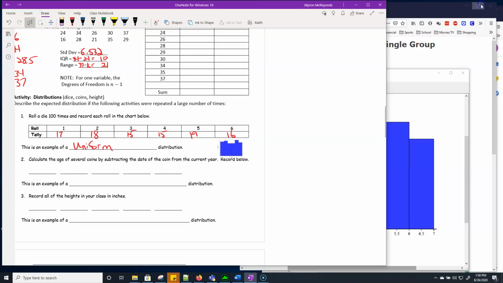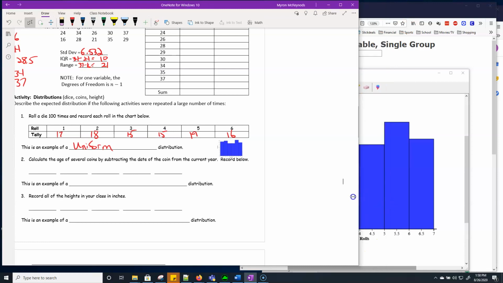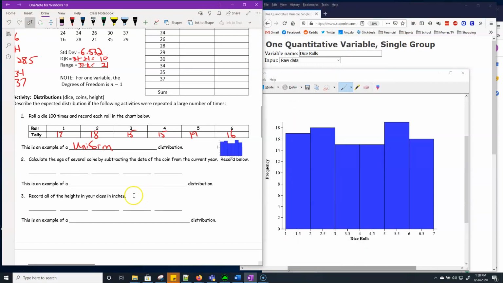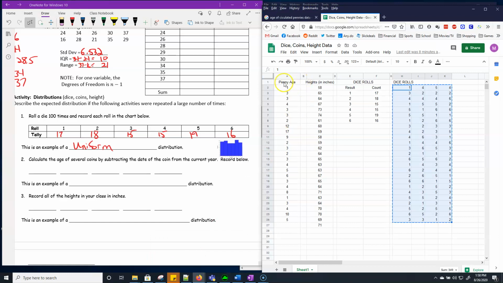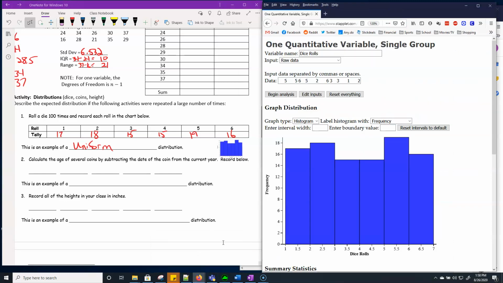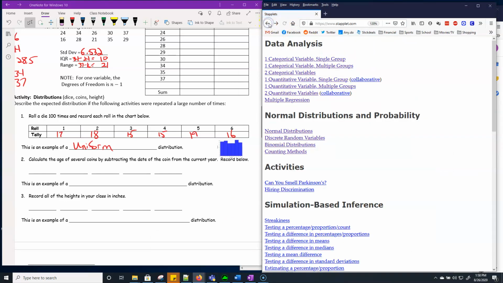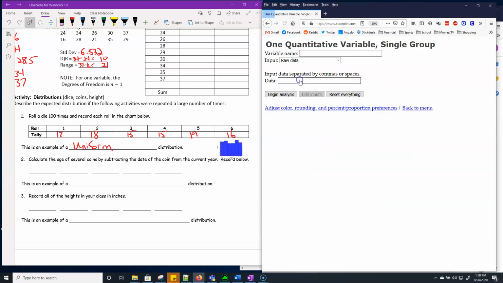And so the next one I'm going to look at are the coins. And the coins, they said, calculate the age by subtracting the date, and I did that with a bunch of coins. And these are the ages that I got. So I'm going to copy all the penny ages and take those into Statplet. So start over on Statplet, go to data analysis and do a single group. And this is penny age. And paste it over and begin analysis.